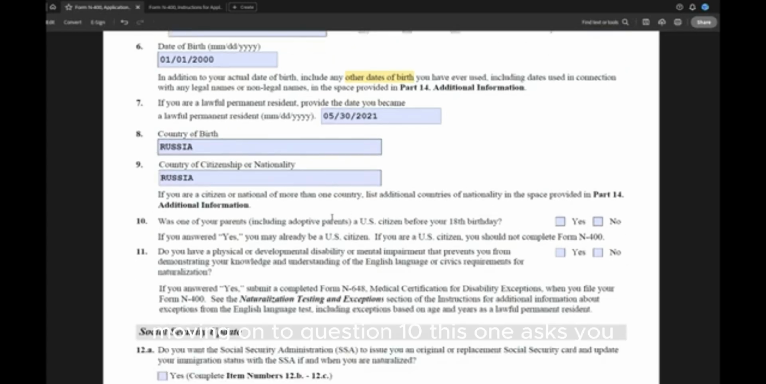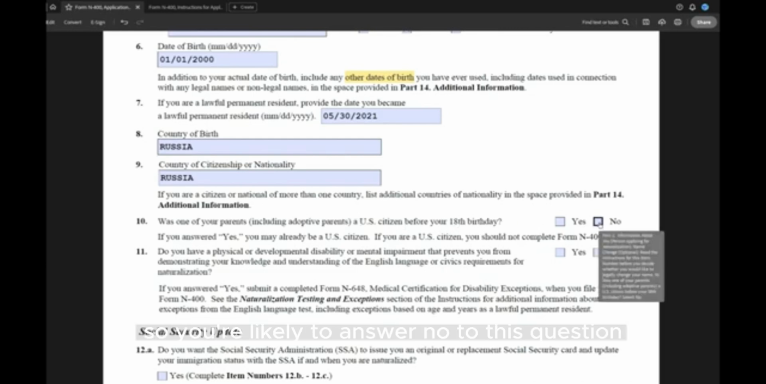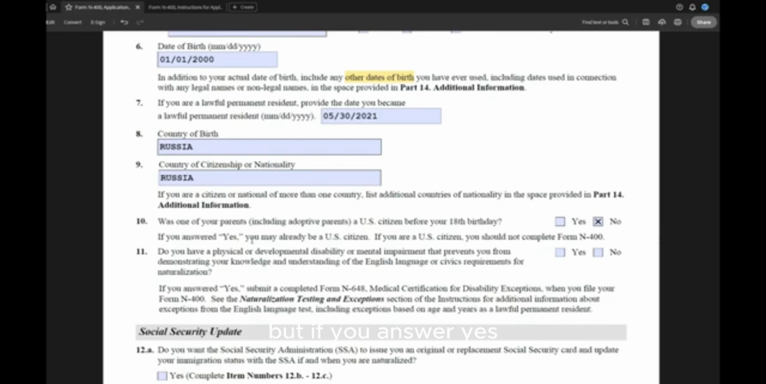Moving on to question 10, this one asks you if at least one of your parents was a US citizen before you were 18 years old. So you're likely to answer no to this question, but if you answer yes, there may be a chance that you are a US citizen. In that case, you would not be eligible to fill out the form N-400.